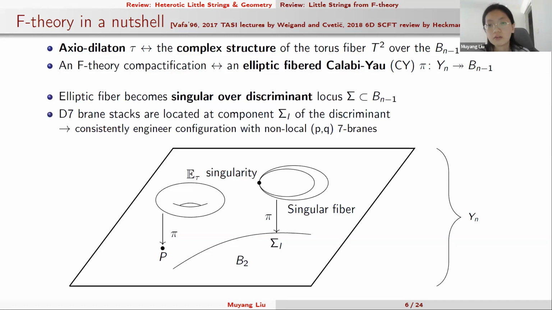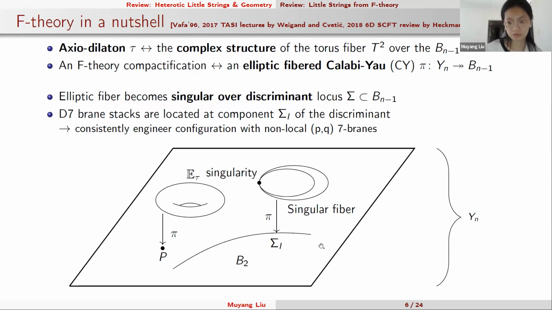And the more interesting physical phenomena happen once the torus fiber, or sometimes elliptic fiber, becomes singular over the discriminant locus Sigma inside the base. I depict a very brief visualization of the movement when you move the torus fibers that vary over the base. Namely, over a generic point of the base, the fiber is smooth. Once you move to a special locus of the discriminant components, the fiber becomes singular.